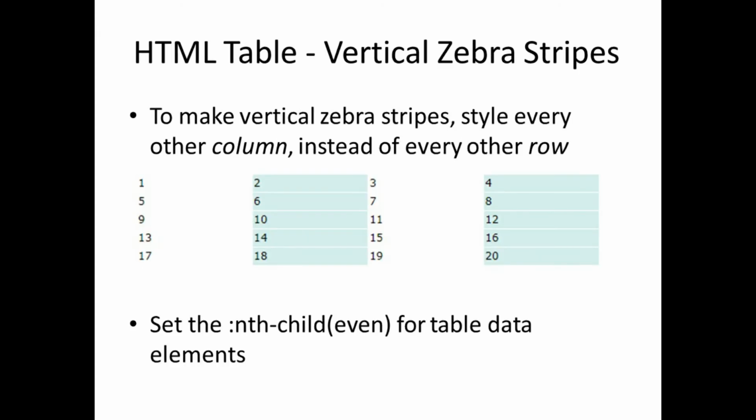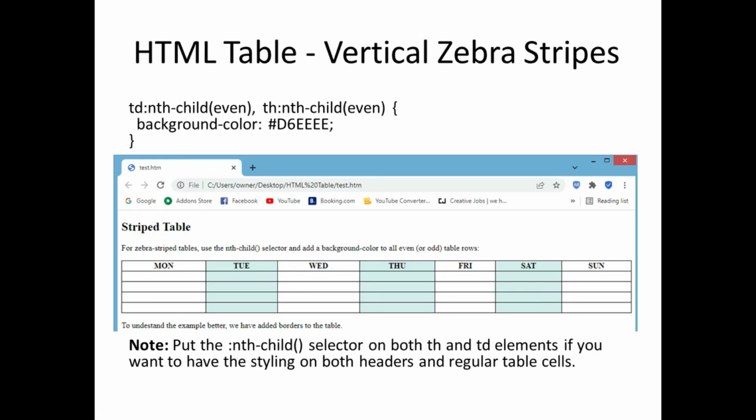HTML table, vertical zebra stripes. To make vertical zebra stripes, style every other column, instead of every other row. Set the nth-child(even) for table data elements like this. Note, put the nth-child selector on both TH and TD elements if you want to have the styling on both headers and regular table cells.